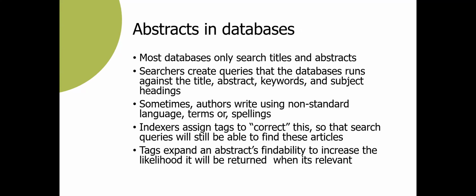So how do abstracts function in databases? Most of the time, databases run search queries against titles and abstracts so that when a searcher creates a query, a set of keywords usually, the database runs that query against the title, abstract, keywords, and subject headings. Of course, sometimes authors will write using non-standard language, terms, or spellings. The indexing with tags is supposed to correct this so that articles will still be retrieved when they're relevant. For example, if the abstract is about soda, but the searcher used the term carbonated beverages, the indexing can make sure that the abstract is still found. Indexing expands an article's findability so that it will be more likely to be retrieved when it's relevant.